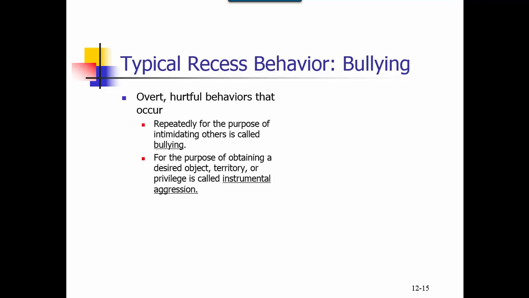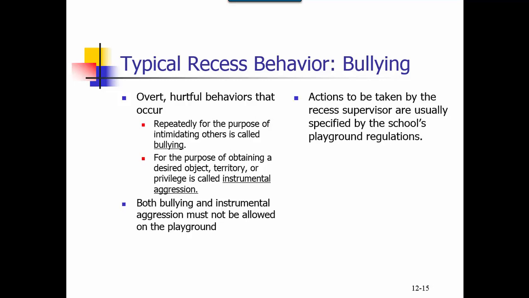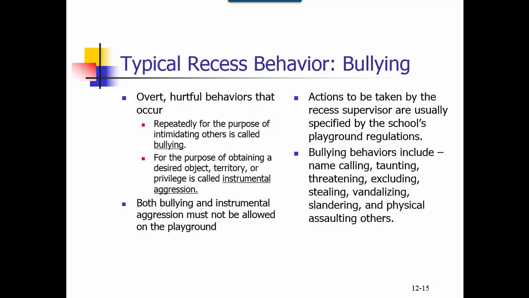So when we're looking at typical recess behavior, and the overview went through this, overt hurtful behaviors that occur repeatedly for the purpose of intimidating others is called bullying. We have a really big problem with bullying, and schools are held accountable for this. Instrumental aggression is for the purpose of obtaining a desired object, just like I stated earlier. Both bullying and instrumental aggression must not be allowed on the playground. Actions to be taken by the recess supervisor are usually specified by regulations. Bullying behaviors include name-calling, taunting, threatening, and several others.